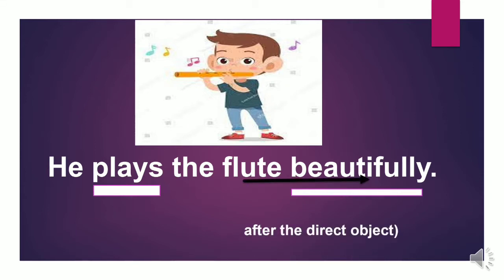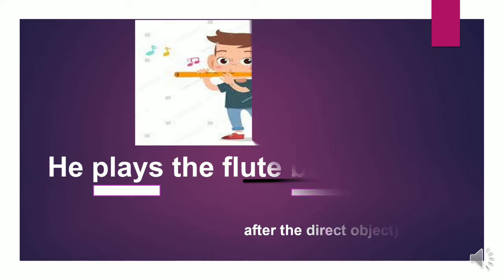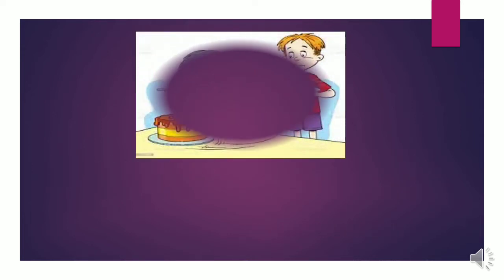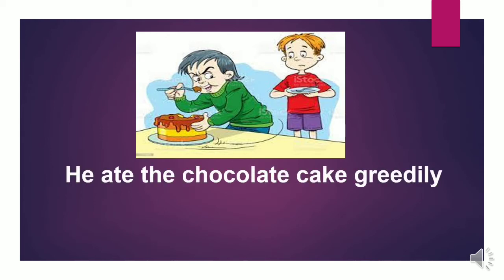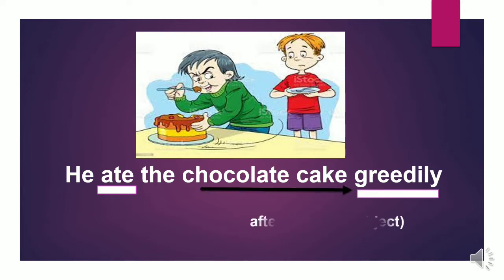Okay, another picture. What can you say about the picture? He ate the chocolate cake greedily. The verb is ate, and the adverb is greedily. The direct object is chocolate cake.